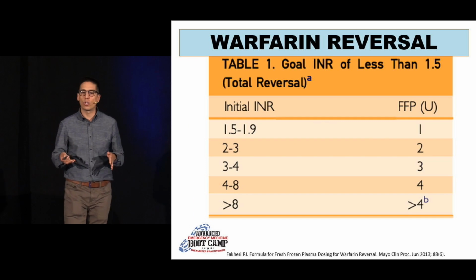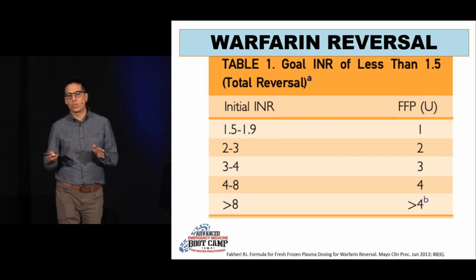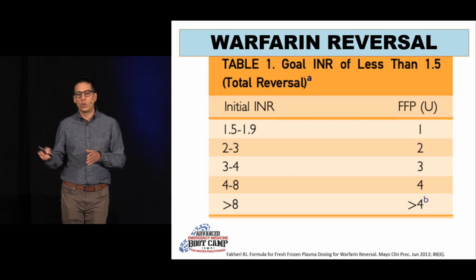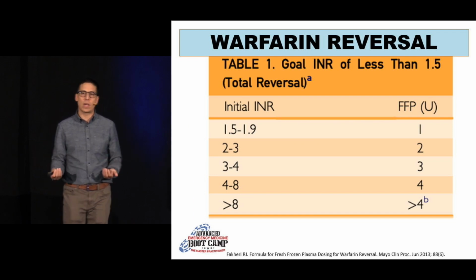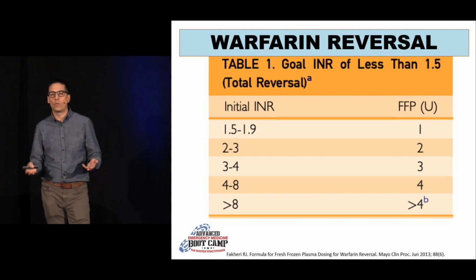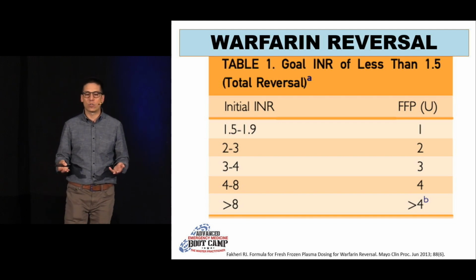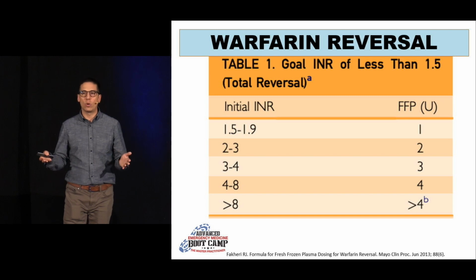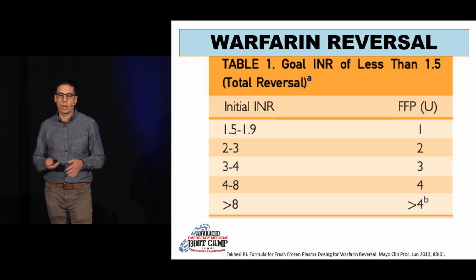This is a table I showed you earlier, just a reminder that it's really straightforward, right? For INR of 2, FFP is 1. For 2 to 3, it's 2. For 3 to 4, it's 3. And it goes all the way like that up until 4. And then when you get to 4, it falls off. And so if their INR is greater than 8, you're going to need some unknown amount of FFP, or better yet, give them 50 units per kilo of PCC and call it a day.